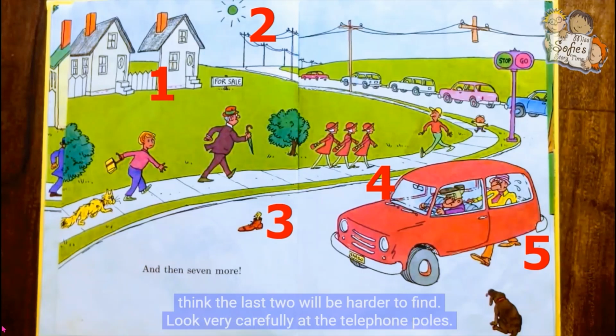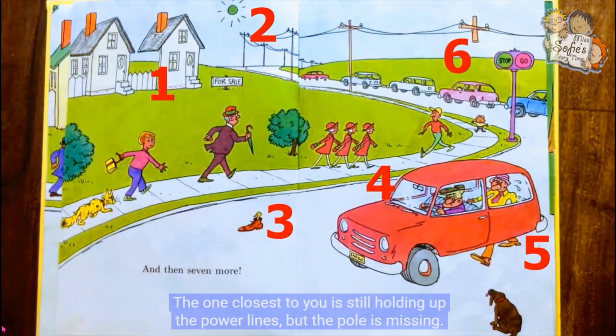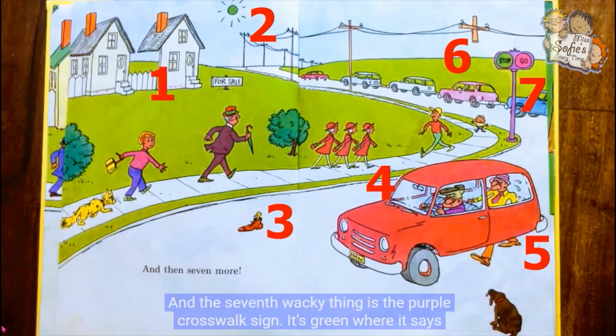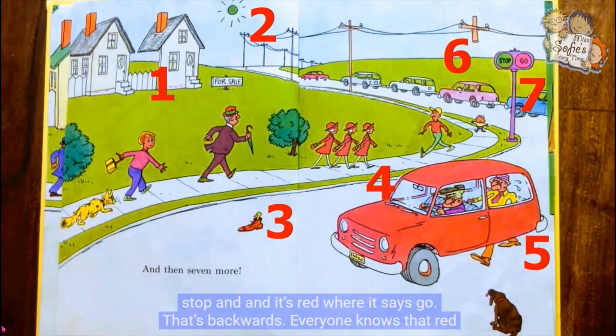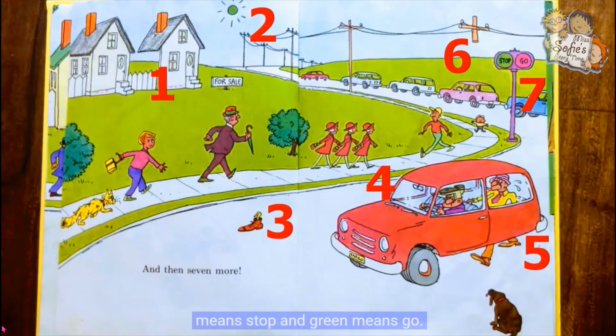Look very carefully at the telephone poles. The one closest to you is still holding up the power lines, but the pole is missing. And the 7th wacky thing is the purple crosswalk sign. It's green where it says stop and it's red where it says go. That's backwards. Everyone knows that red means stop and green means go.